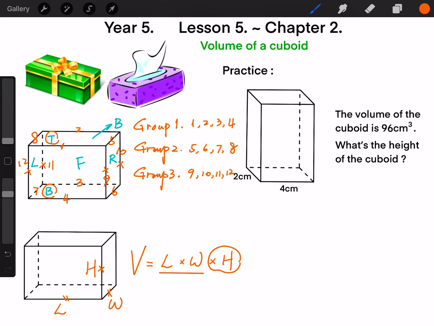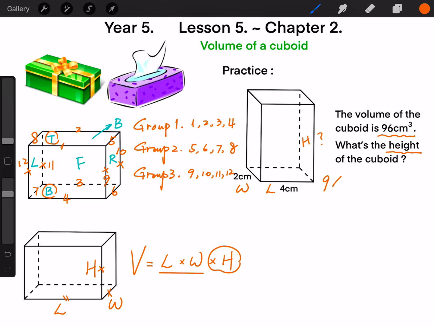Practice. Here's a cuboid. Length is 4 centimeters. Width is 2 centimeters. Meanwhile, the volume of the cuboid is 96 cubic centimeters. So, what is the height of the cuboid?